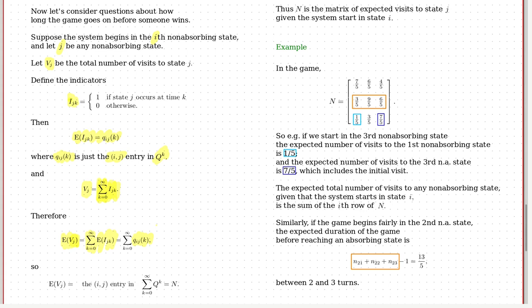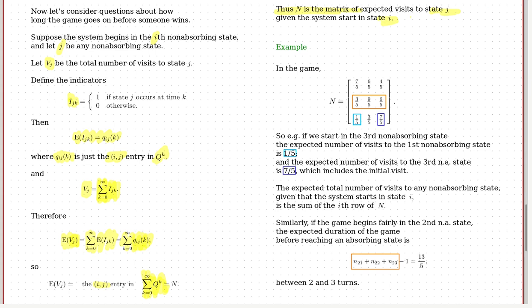So what this means is we add up all these ij entries in q to the k, and that's the same thing as taking the ij entry in the sum of the q to the k matrices, right? That geometric series of q to the k. When you add up this series, you're just adding the entries in the matrix up component-wise. So the result is that this matrix N, the fundamental matrix of the absorbing Markov chain, is equal to the expected number of visits to state j, given that the system started in state i.